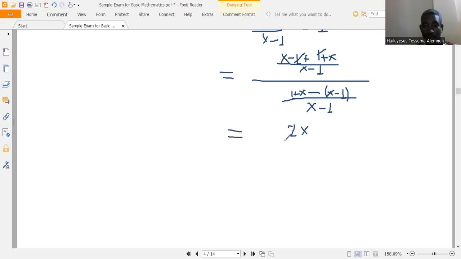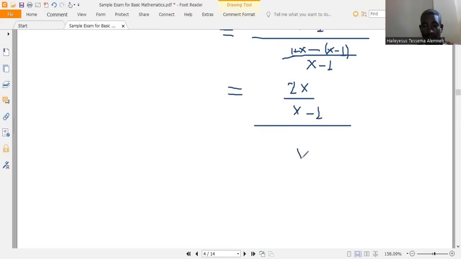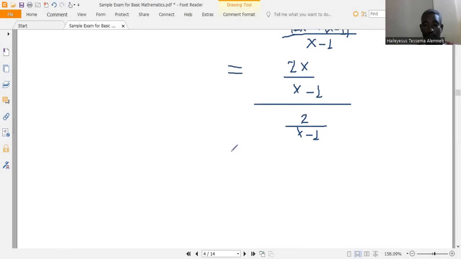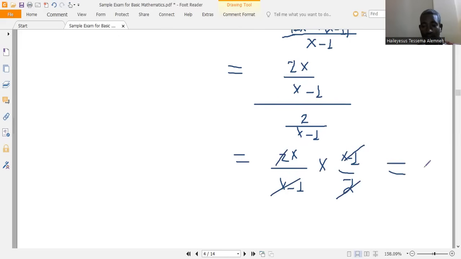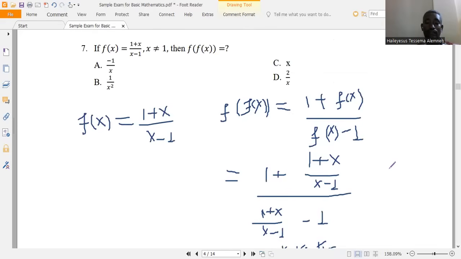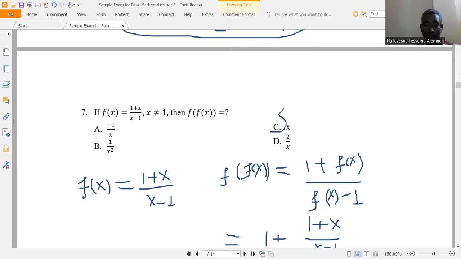What remains in the numerator is 2x, over x minus 1. In the denominator we have x minus 1 over x minus 1, with 1 minus x plus 1: minus x and plus x cancel, and 1 plus 1 is 2. Rearranging, 2x over x minus 1 times the inverse, x minus 1 over 2. The x minus 1 cancels and the 2 cancels, so only x remains. So the composite function f of f of x is x.